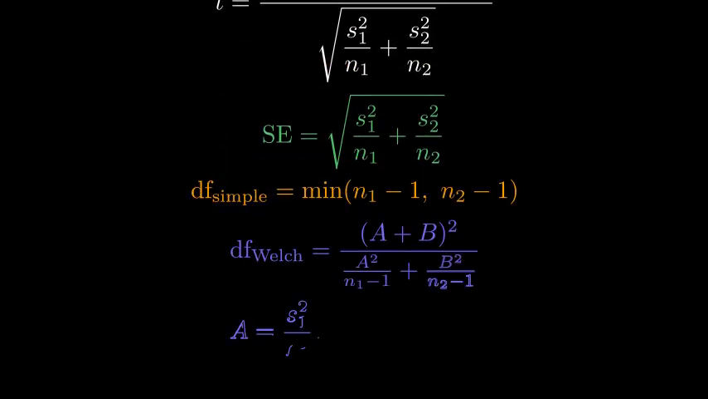Degrees of freedom determine the shape of the reference t-distribution. Option 1 is the conservative choice, the smaller of n1 minus 1 and n2 minus 1. Option 2 is the Welch-Satterthwaite formula. In this formula, A is s1 squared over n1, and B is s2 squared over n2.